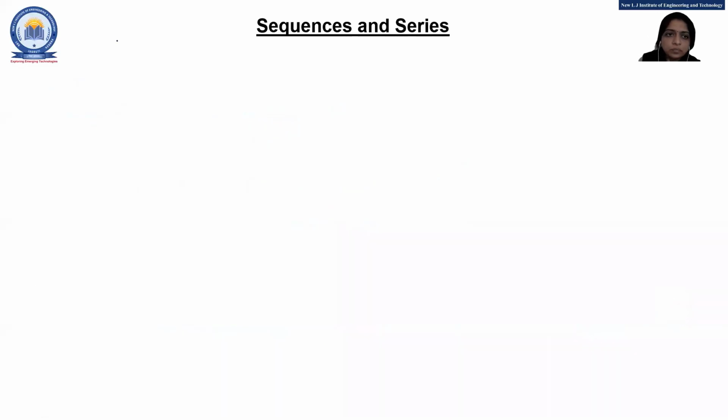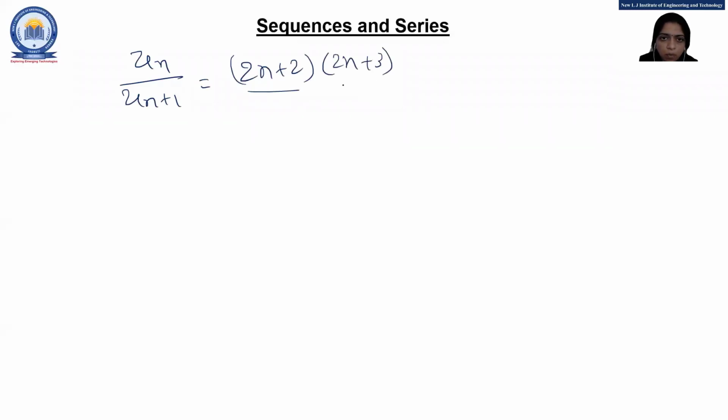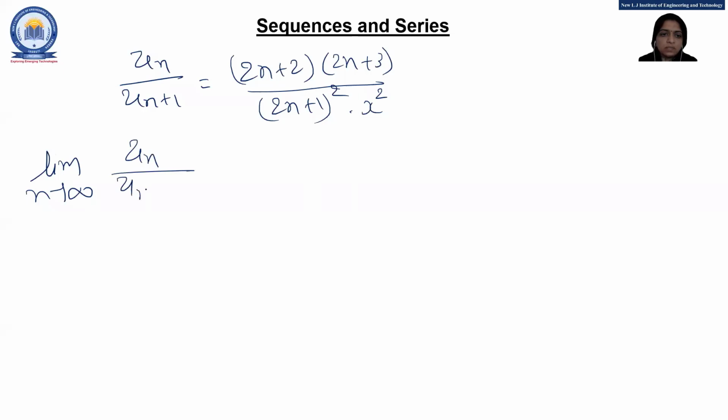So here un upon un plus 1 is (2n plus 2)(2n plus 3) upon (2n plus 1) whole square into x square. Okay. So I am going to apply the limit on both sides now. Limit n tends to infinity, un upon un plus 1.